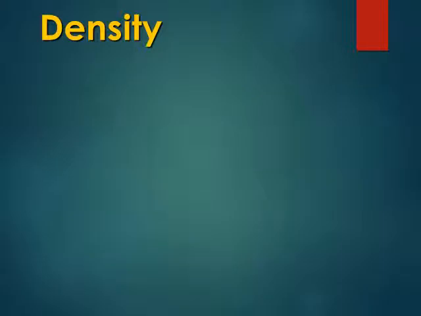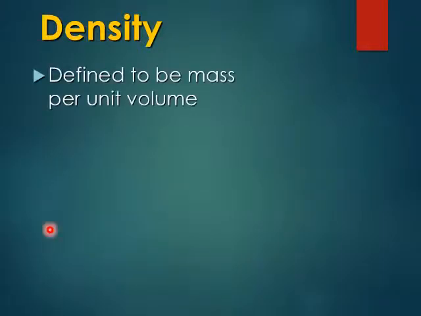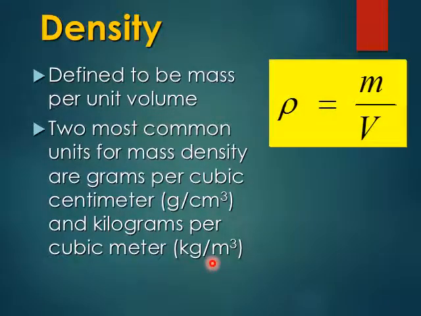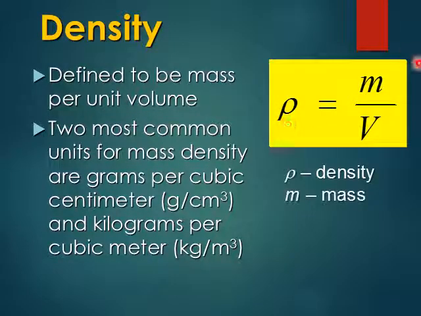Okay, let's start with density. Density is defined as the mass per unit volume. The two most common units we use for density are gram per cubic centimeter and kilograms per cubic meter. We have the following formula for density. We use the Greek letter rho to represent density, and it is the mass over the volume.